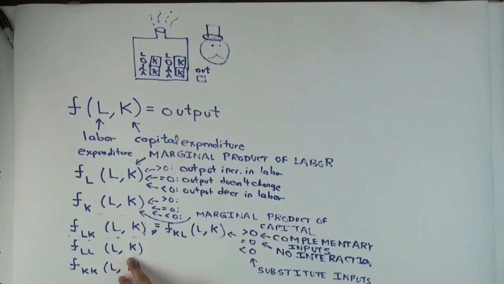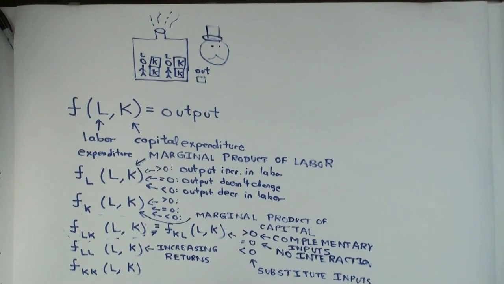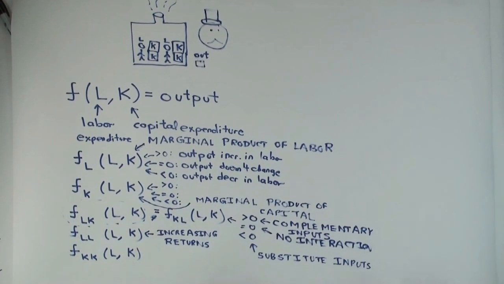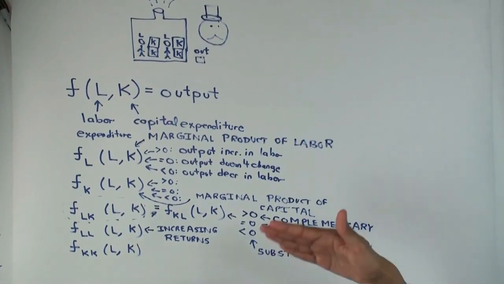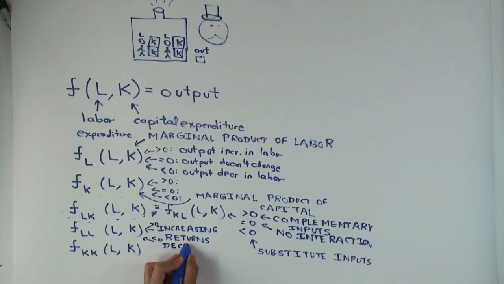Mm-hmm. Yeah, and so what does that mean? The way you say it is you have increasing returns on labor. It's not only increasing; it's increasing faster and faster. That's the way people use increasing returns: not just that the output increases with labor, but that the returns on labor increase. So the rate of increase actually increases. That's if it's greater than zero. If it's less than zero, then you have decreasing returns. And the same for capital, where you can have increasing returns on capital and decreasing returns on capital.